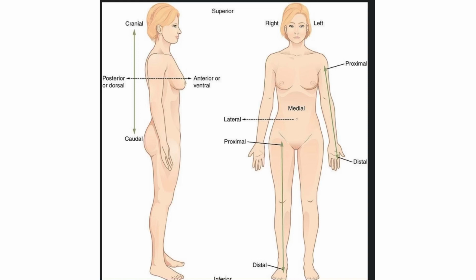The next one is proximal. Proximal means closer to the point of attachment of a limb, or you can say closer to the origin of the body part. For instance, you can say that the elbow is proximal to the wrist, while distal is further from the origin of the body. That's the opposite of proximal. And you can say that the wrist is distal to the elbow.